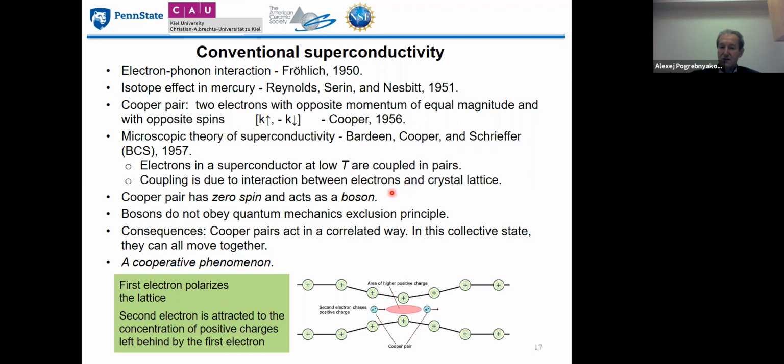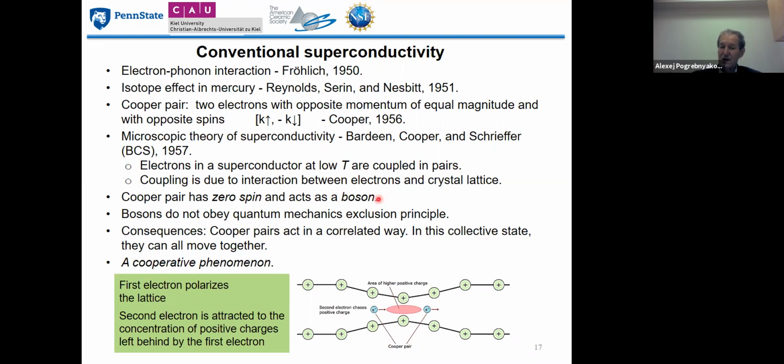Normally electrons, being fermions, cannot occupy the same quantum mechanical states, and they will be repelled from each other strongly by the Coulomb forces. But when they form Cooper pairs, these composite creatures will have zero spin, and then they will act as bosons.